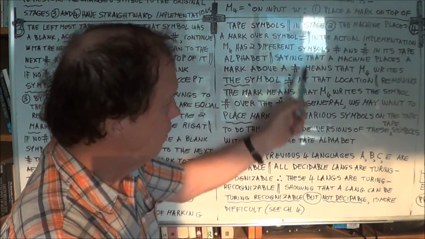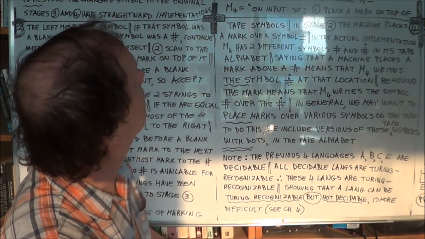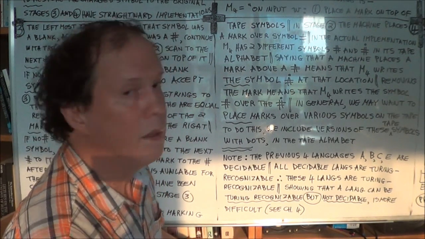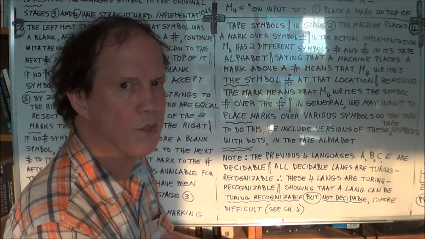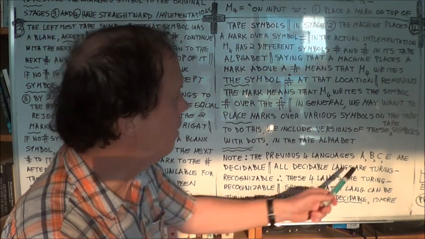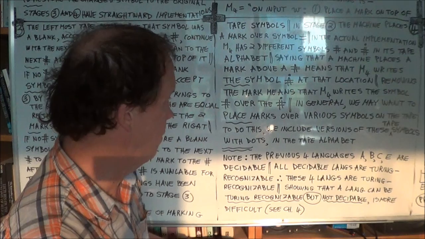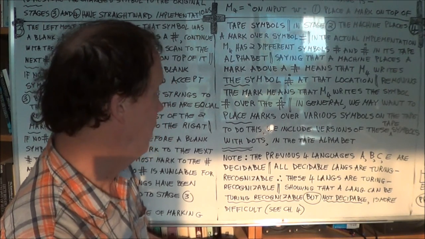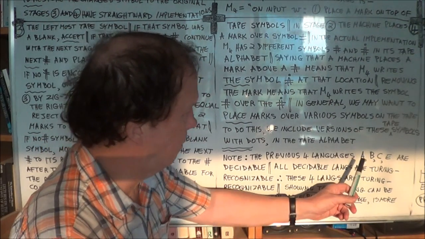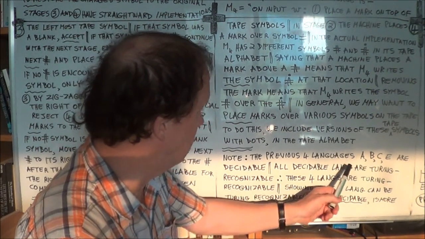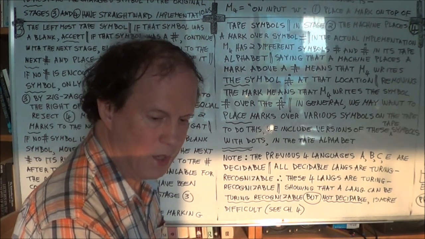Now the four languages we've done, A, B, C, E. What happened to D, by the way? We didn't do D, did we? Maybe he's reserving that for something later. Anyway, these four languages we've done, we devised four Turing machines to recognize them. These languages were decidable. So they are Turing decidable.